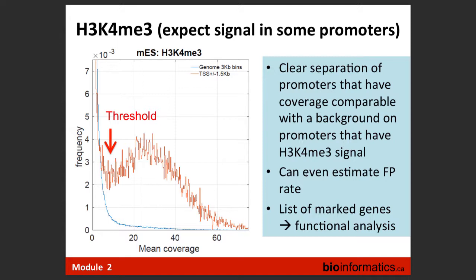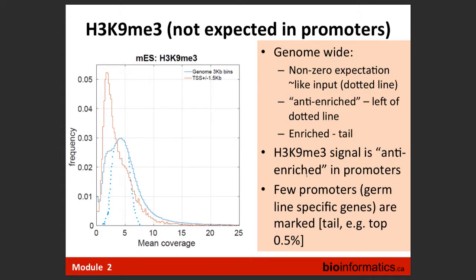All promoters which have signal above 10 are marked, and everything below this is not marked. It's very transparent and easy. Now, if I look, it's not always that easy.